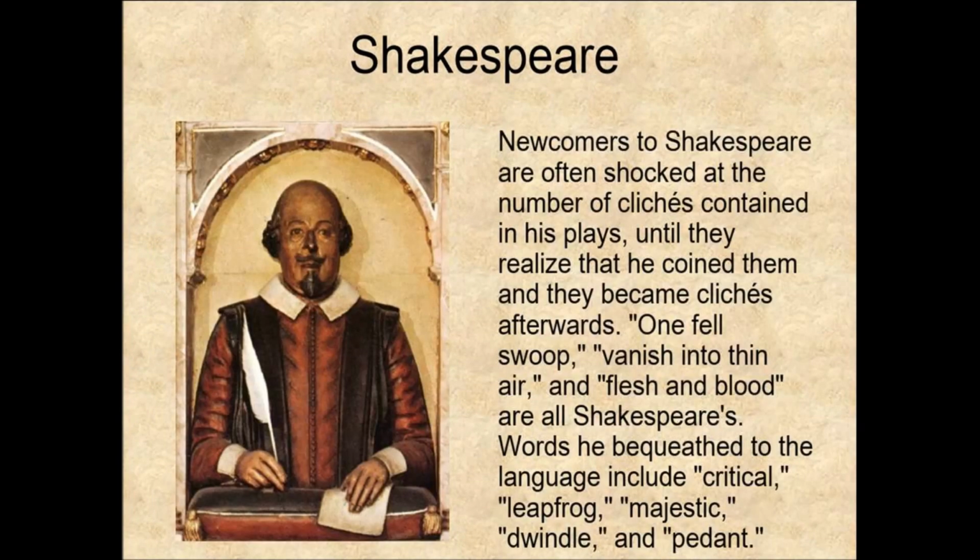Newcomers to Shakespeare are often shocked at the number of clichés contained in his plays until they realize that he coined them and they became clichés afterwards. For example, one fell swoop, vanish into thin air, and flesh and blood are all Shakespeare's own creations. Words he bequeathed to the language include critical, leapfrog, majestic, dwindle, and pedant.